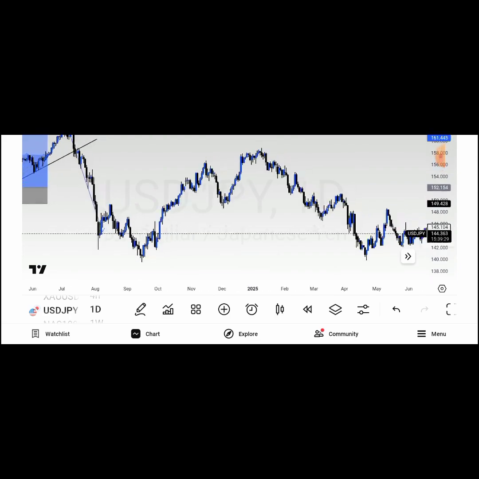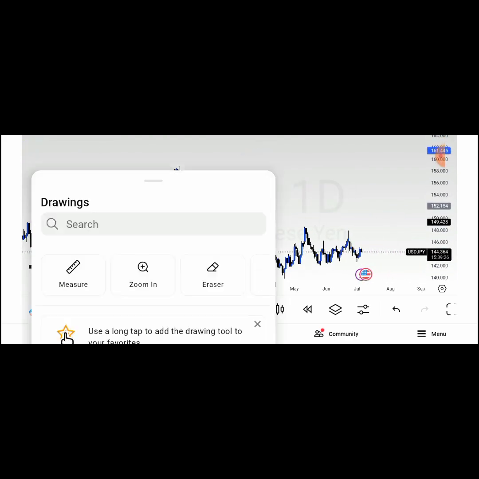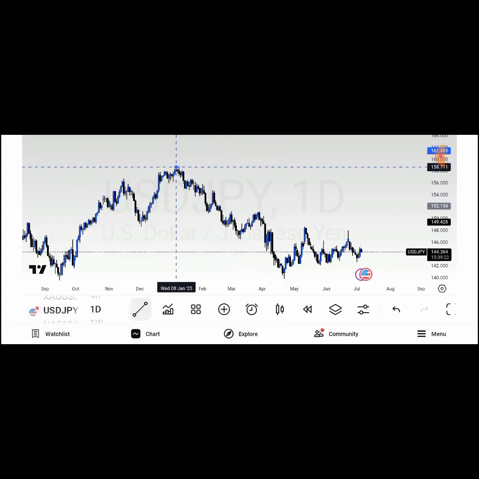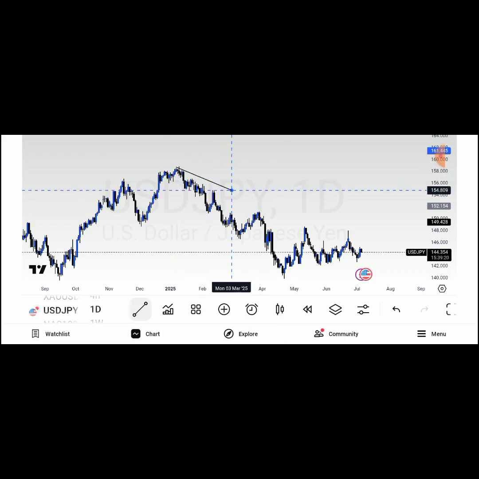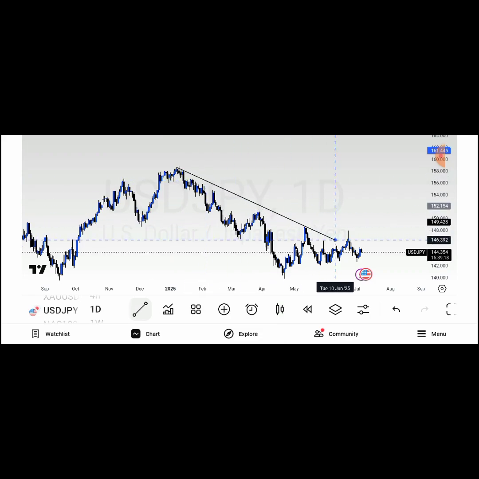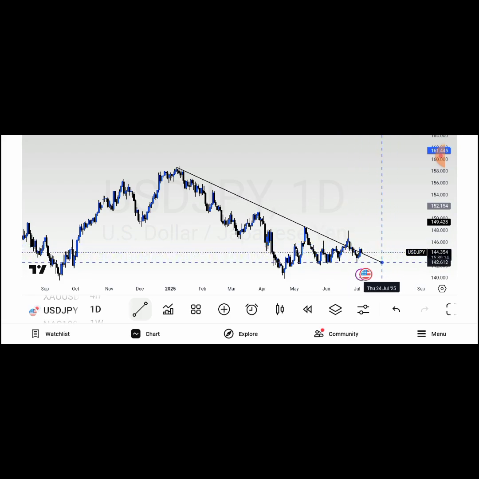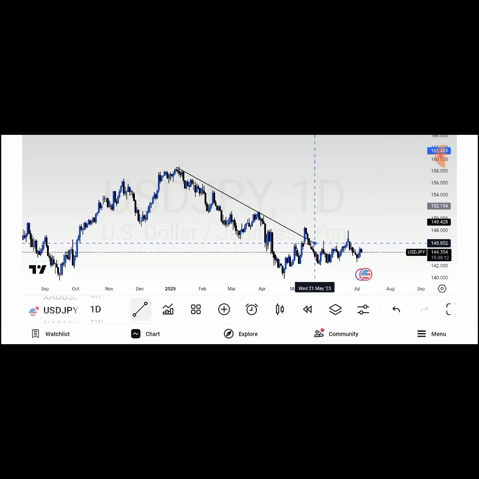Let's try another instance. Let's try to draw a downtrend line. So you touch 1, 2 at least, all right, or let me put it like this here.